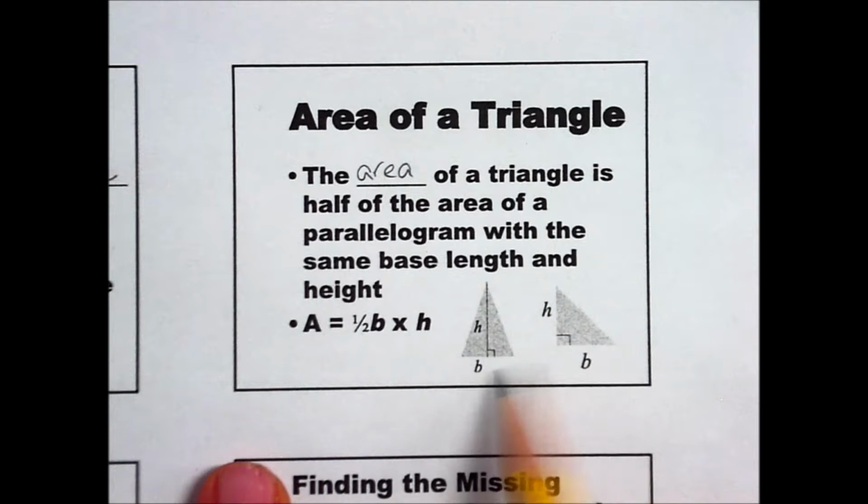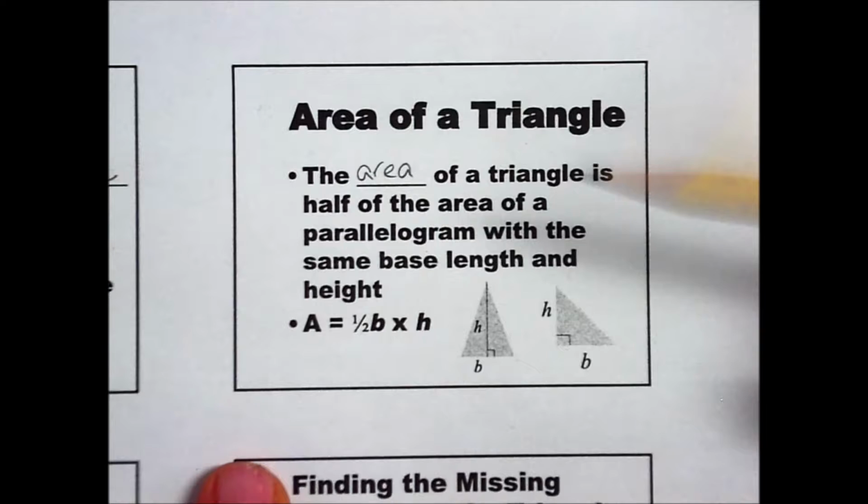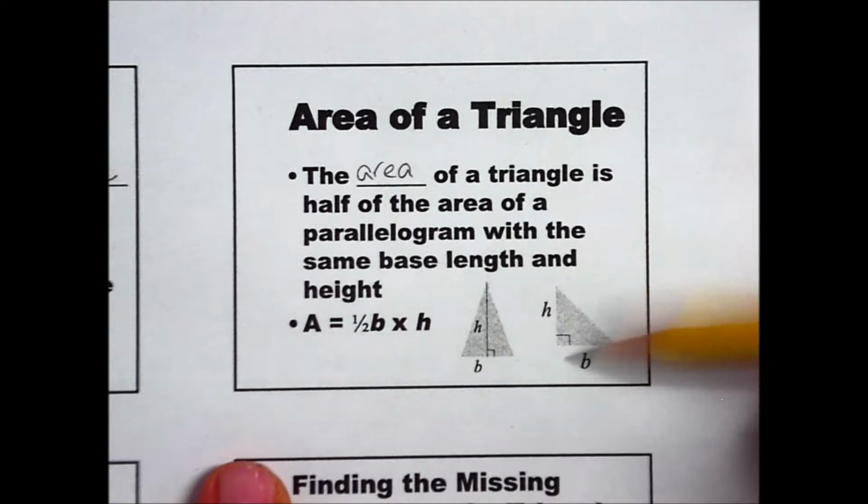So in these two triangles, you notice that these two have been identified as the bases. So when you're looking for the height of the triangle, you go to the peak or the vertex of the triangle to find that height.